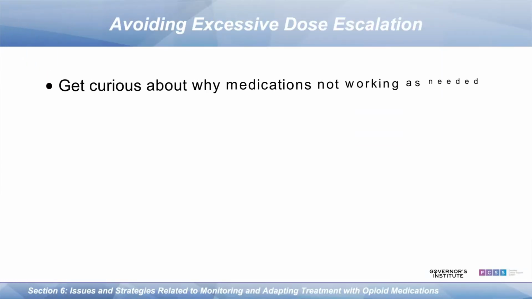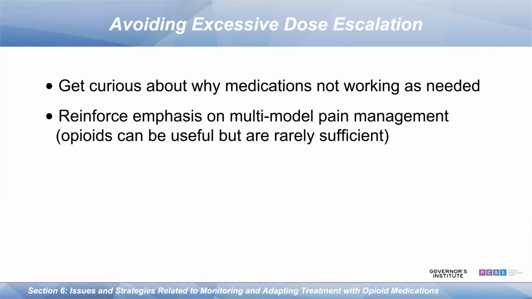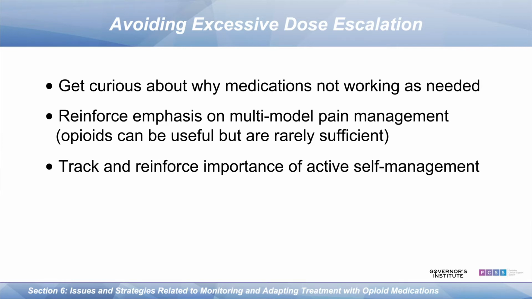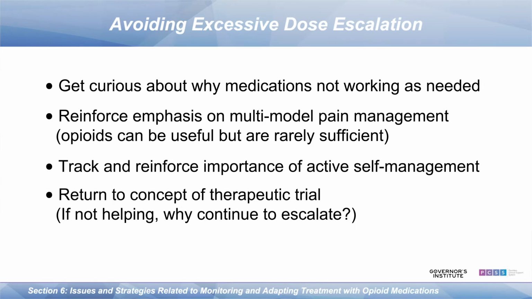When confronted with a patient who continues to report inadequate pain relief and asks for escalating doses, it's useful to get curious about why medications are not working as intended, to reinforce emphasis on multimodal pain management, as opioids can be useful but are rarely sufficient, and track and reinforce the importance of active self-management. You can also return to the concept of therapeutic trial. If the medications aren't helping, why continue to escalate?